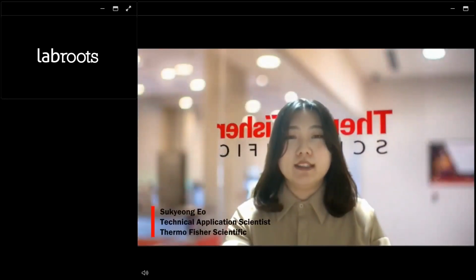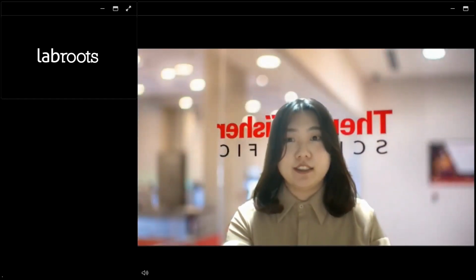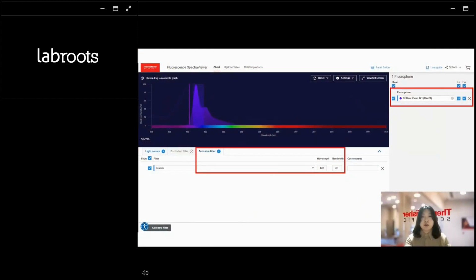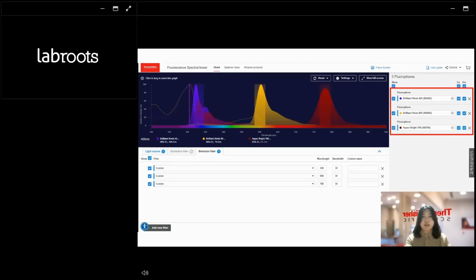When designing a flow panel, spillover is one of the most important factors to consider. To avoid severe spillover, you need to know the spectrum pattern of each fluorescence. Thermo Fisher Spectra Viewer can help you with that. As you can see on the screen, in the Spectra Viewer, you can input lasers, emission filters, and fluorophores. Selecting a fluorophore of interest displays its excitation and emission spectrum. And you can input multiple colors to see how much they overlap with each other.